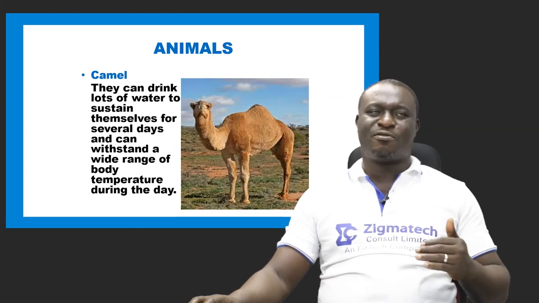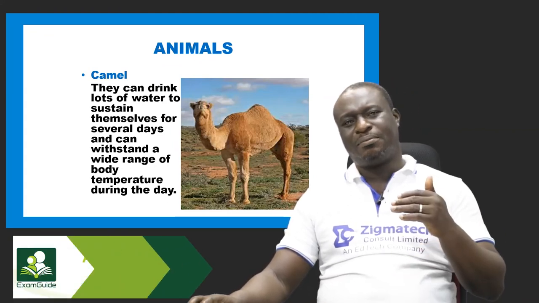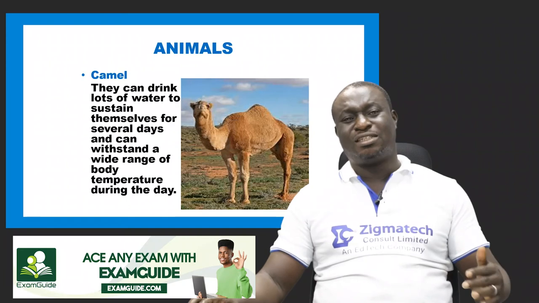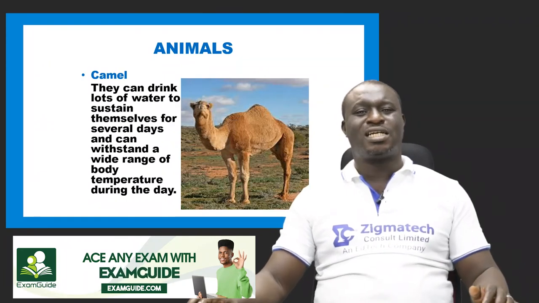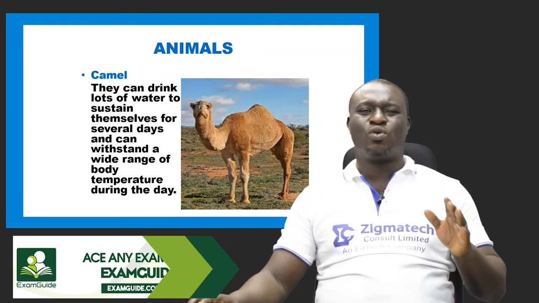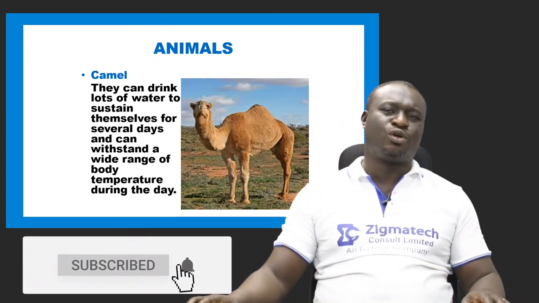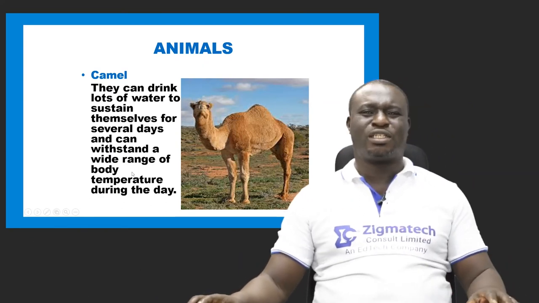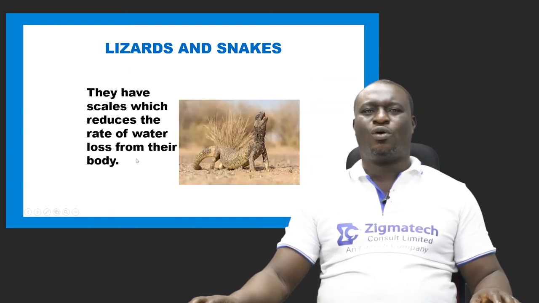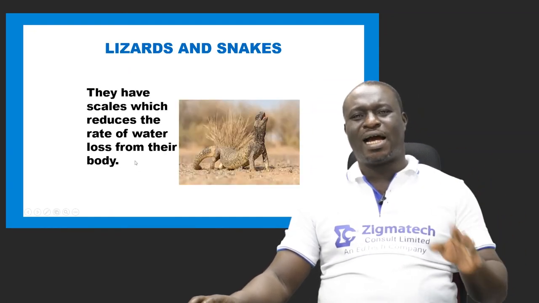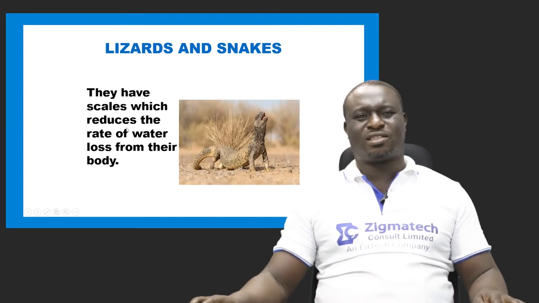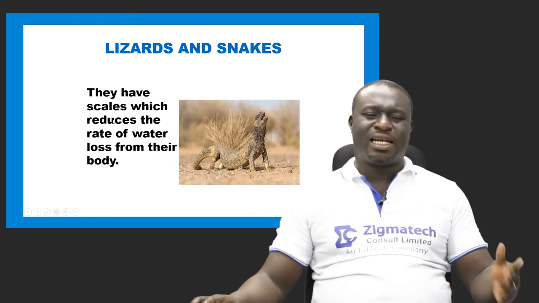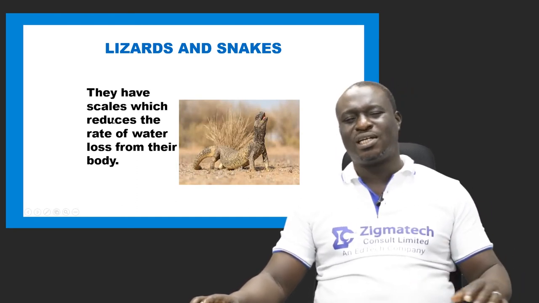Now, animals that can be found here in arid land, we have the camel. The camel can drink lots of water to sustain itself for several days, and it can withstand a wide range of body temperature during the day. So you'll find camel in arid lands. You also see lizards and snakes. There is presence of snakes in arid land. Mostly the rattlesnake can be seen in arid land.